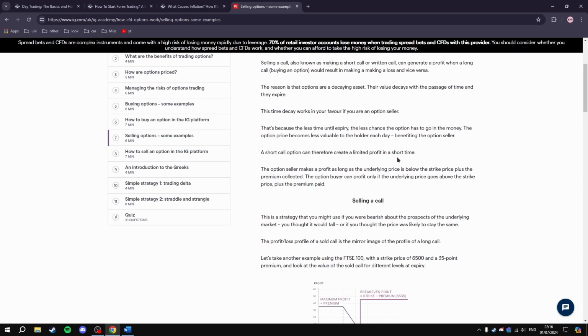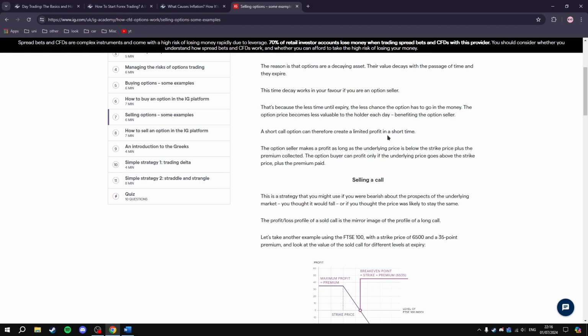A short call option can therefore create limited profit in a short time, and the option seller makes a profit as long as the underlying price is below the strike price plus the premium collected. The option buyer can profit only if the underlying price goes above the strike price plus the premium paid.